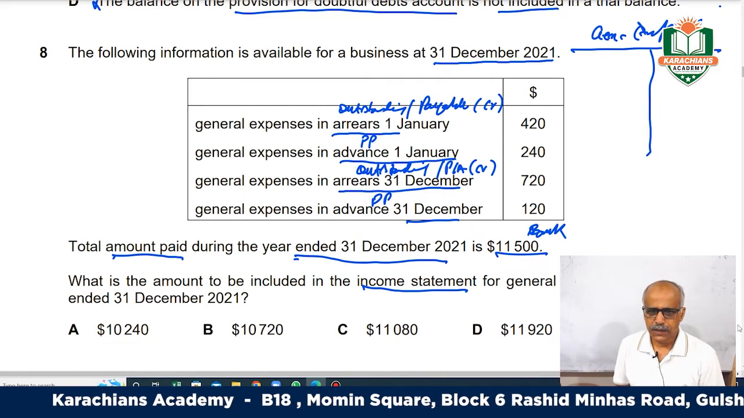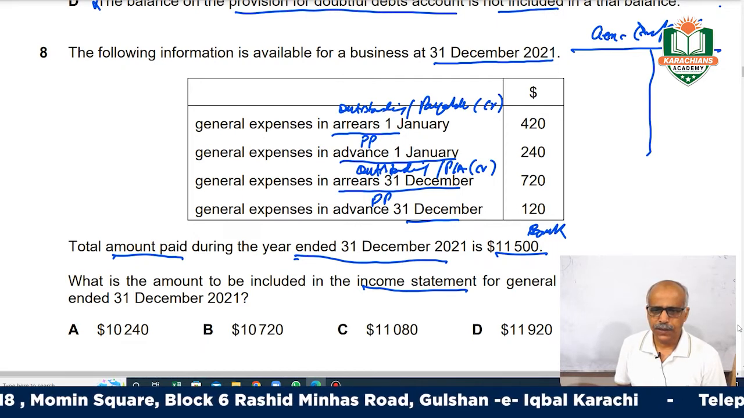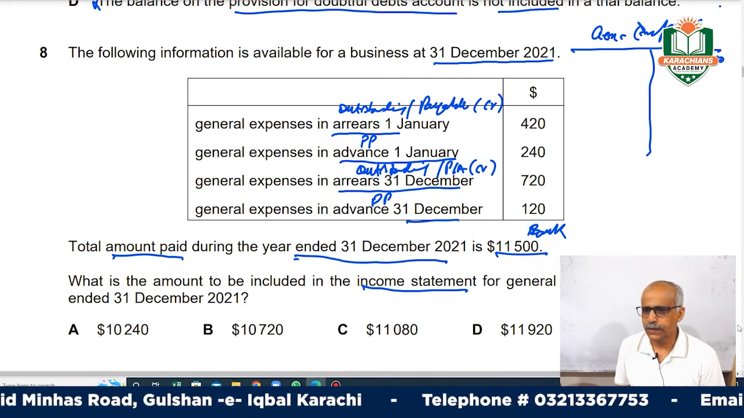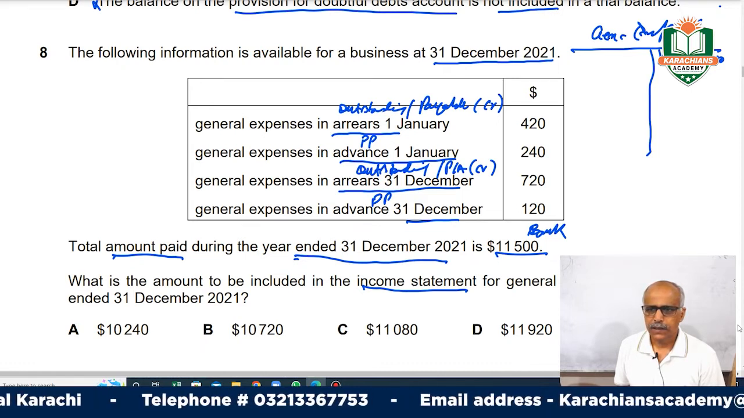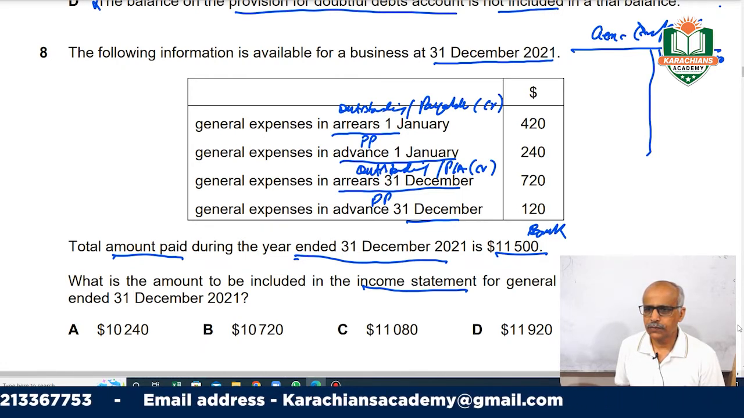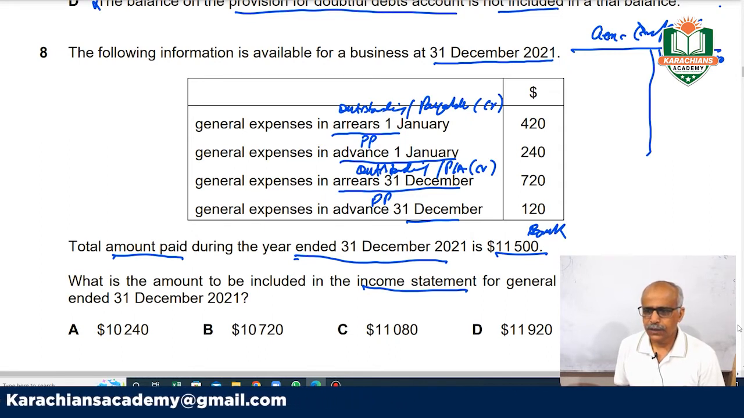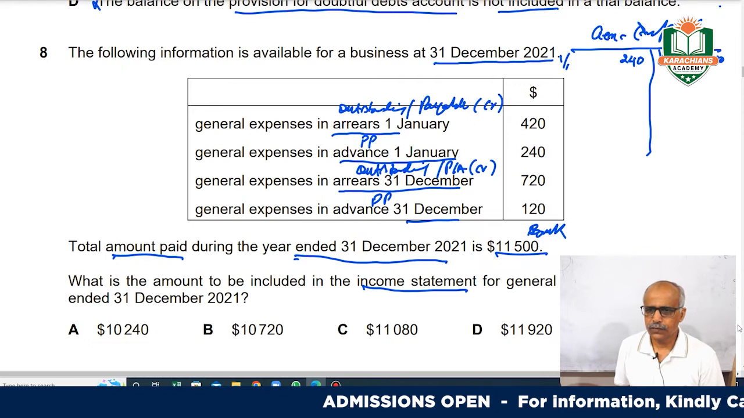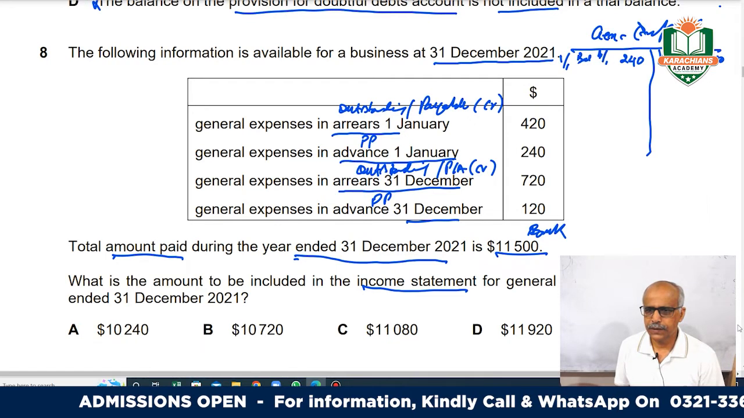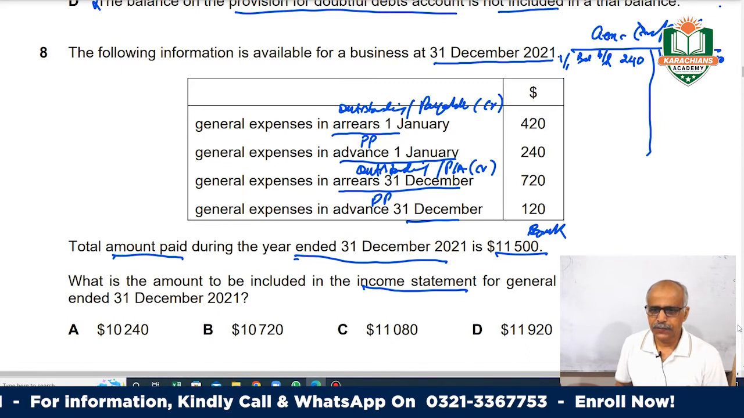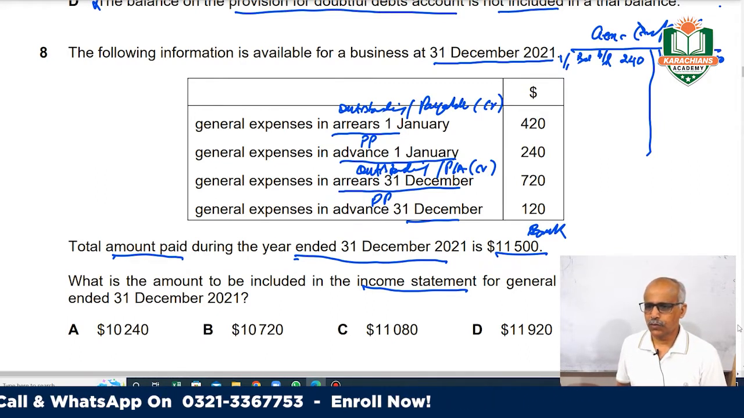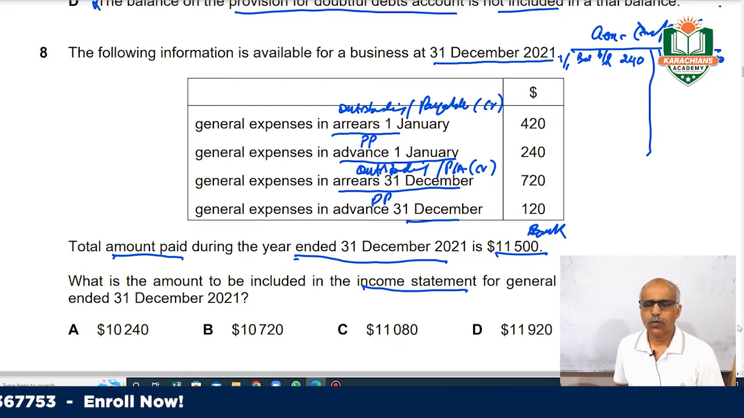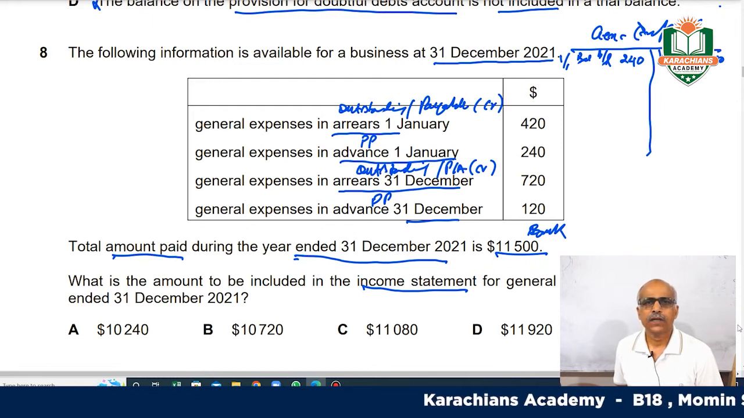Arrears 420 on 1st of January, balance brought down. This is outstanding. And 240 is advance, prepaid on 1st of January, balance BD. And December 31st arrears means closing balance, so this is closing balance or outstanding payable. So it will have a credit balance. A credit balance at the time of closing we write on the debit side.